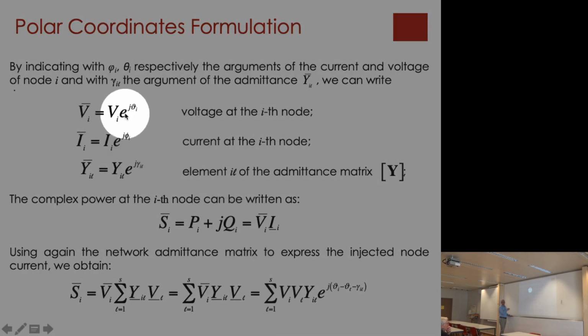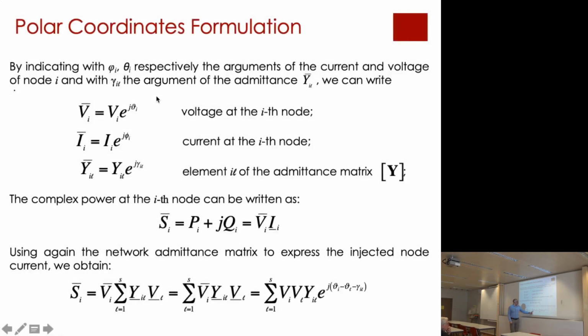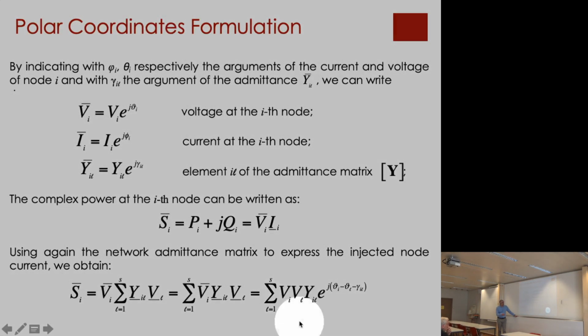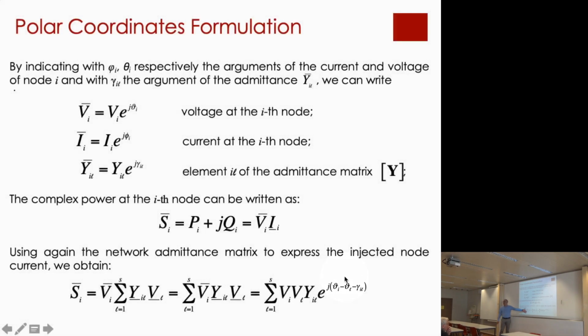And here what I do is just replace the polar coordinate formulation. So here what I have is the multiplication of all the modules of voltage Vi, admittance Yil, voltage Vl, times e to the power of j of theta i, which is the argument of Vi, minus theta l minus gamma il. Why minus? Because Yil and Vl are conjugated. So that's why you have the minus theta l and minus gamma il.